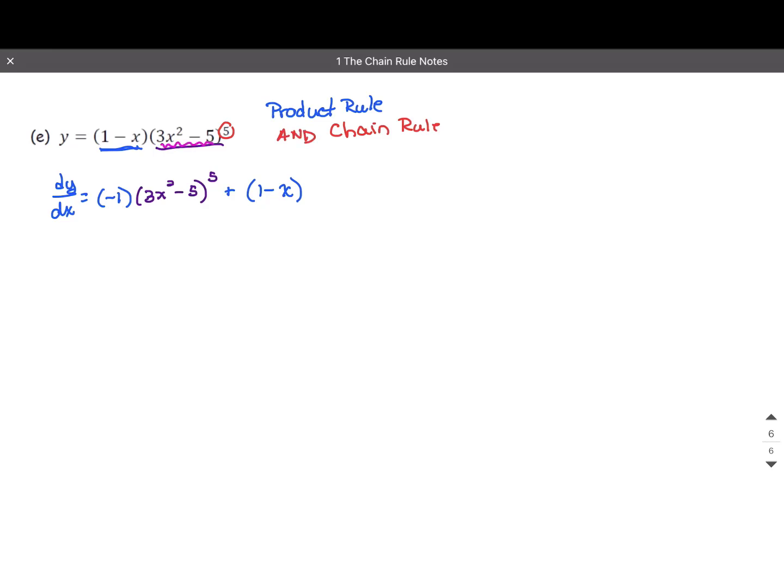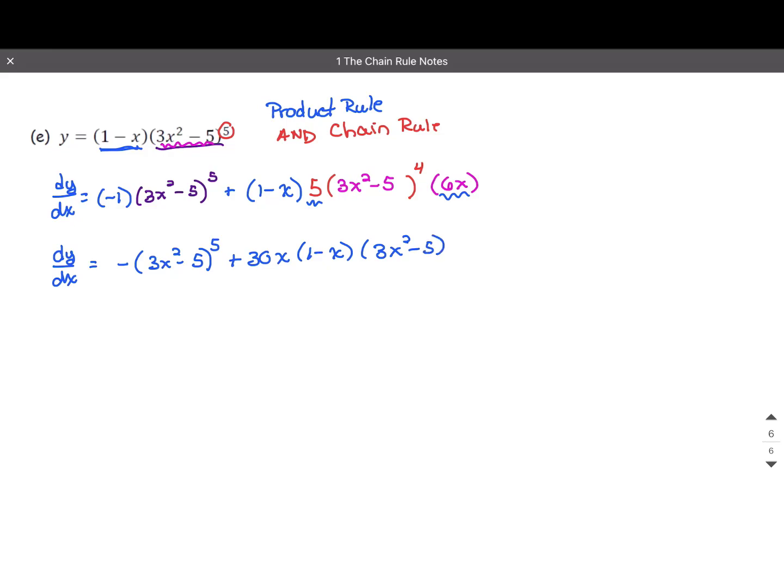So we're going to have to bring down the 5. We're going to keep the inside. The new exponent is 4. So when we keep the inside, it's 3x squared minus 5 times the derivative of 3x squared minus 5 is 6x. Now we got a little bit of work to do here. So we have dy dx is the negation of the quantity 3x squared minus 5 raised to the 5th, plus, now monomials, I've got a 5 and a 6x, so that's 30x times a 1 minus x times the quantity 3x squared minus 5 raised to the 4th.